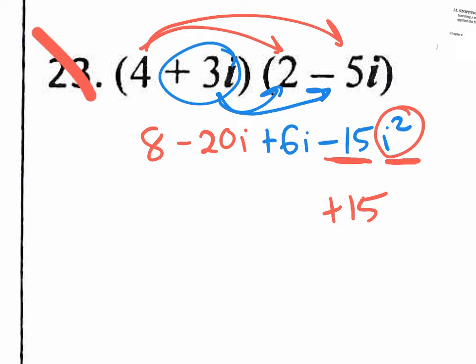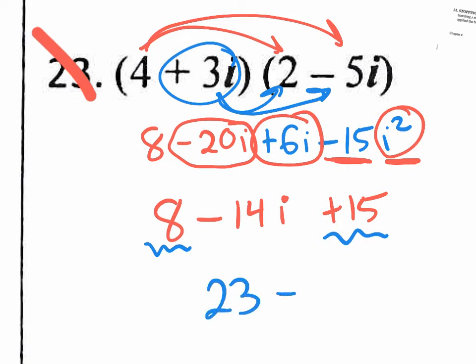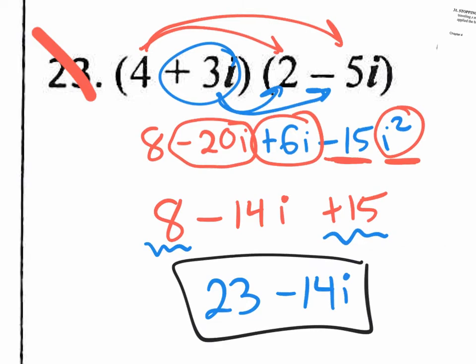So what do we really have here? Let's combine the middle term, negative 20i, with the positive 6i. That's going to be a negative 14i. Bring down the 8, and now let's combine the positive 8 with the positive 15, giving us a positive 23. Don't forget about the minus 14i. And that's the way you're supposed to write it. The real part first, the imaginary part second.